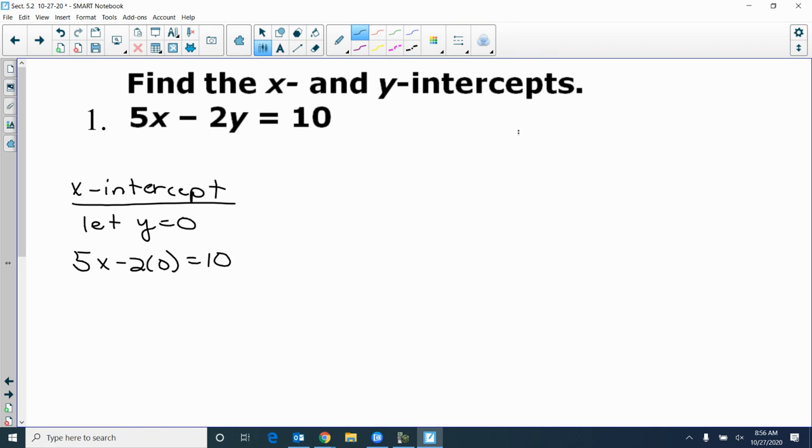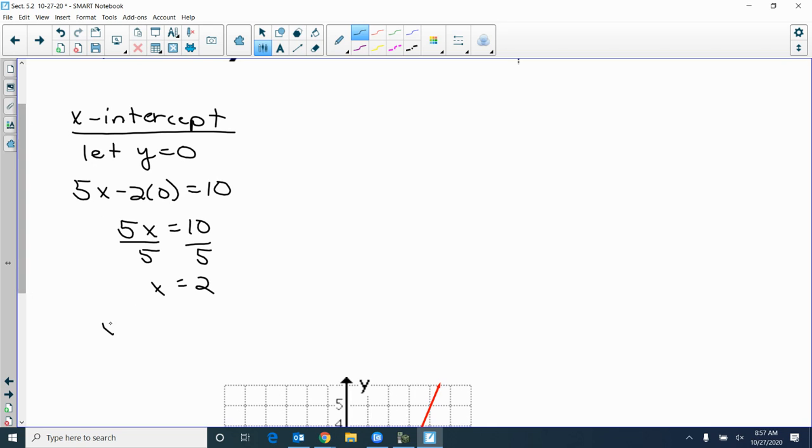Now, like Mr. Schler said, it basically just wipes it out. 2 times 0 is 0. It'll wipe out, and you're just left with 5x equals 10. Divide by 5, and we get x equals 2. Now, the only thing you have to watch is I want this as an ordered pair. So it's (2, 0), because we already let y be 0.